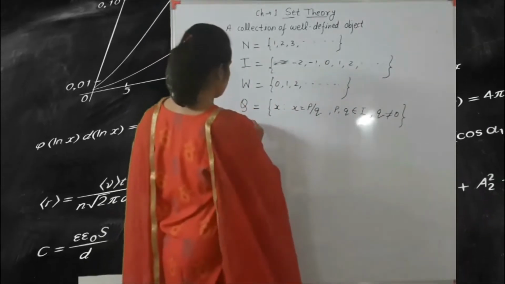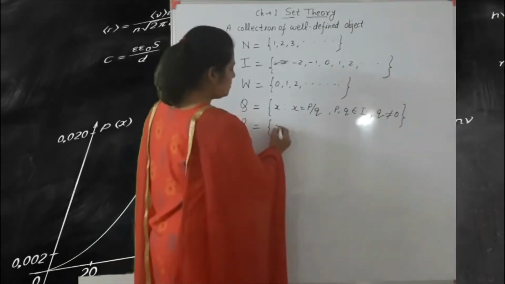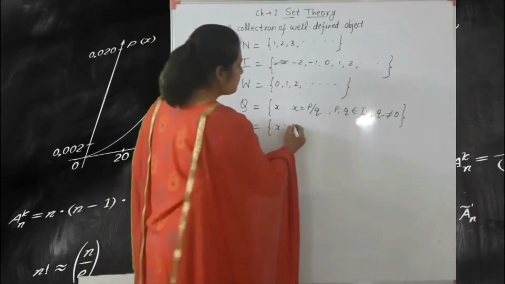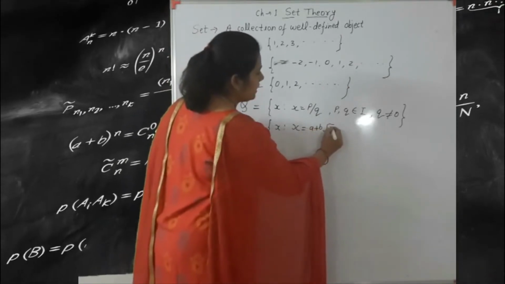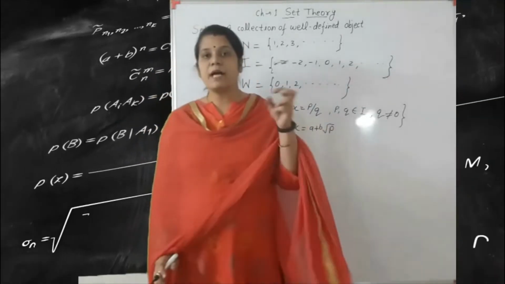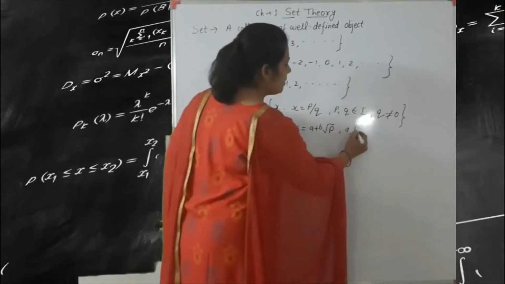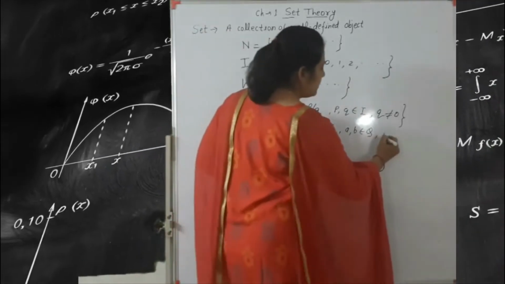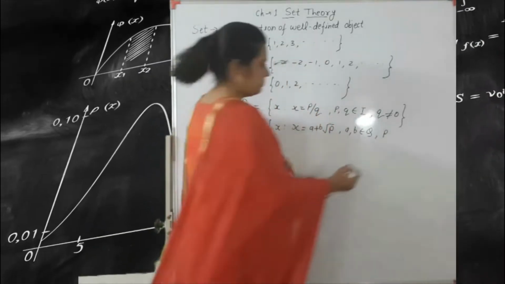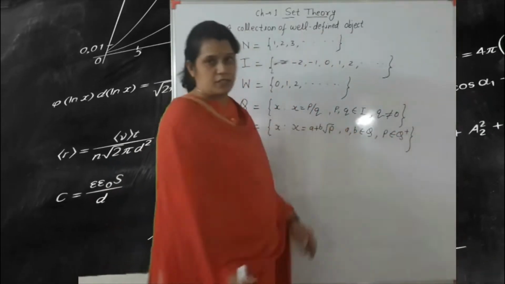Next one is the real number R. Here R is equal to x such that x is equal to a plus b root p. So what do you mean by a plus b root p? That means here a comma b belongs to Q, and here p belongs to Q plus, that means the positive number.